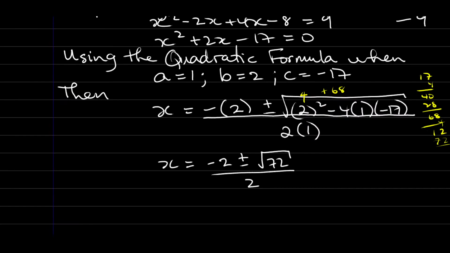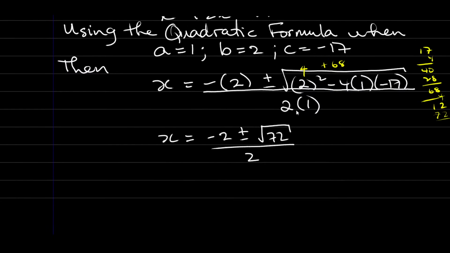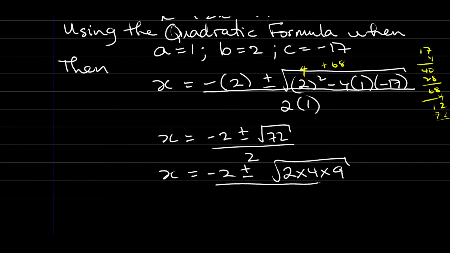Well, I'm seeing a factor of 2 all over the place, right? So what I can do is, I can say 36 by 2, and I get 4 by 9. Okay, let's see if I can do this. I can say x is equal to minus 2 plus or minus root of, let me just write it out. So we're going to have 2 times 4 times 9, right? All over 2.